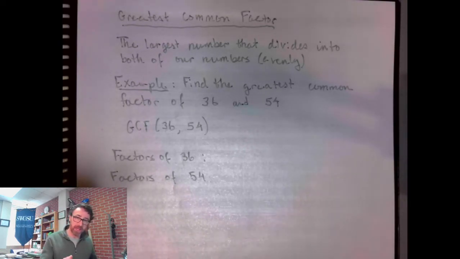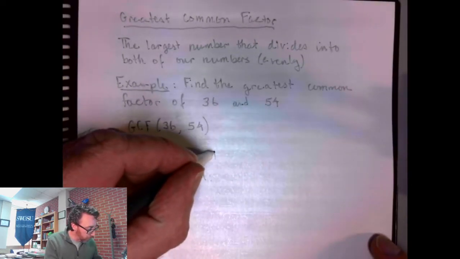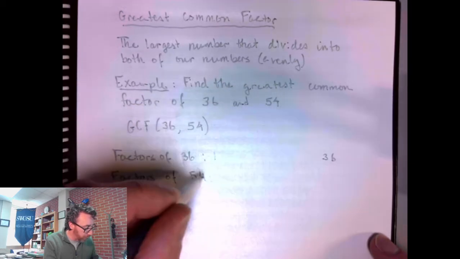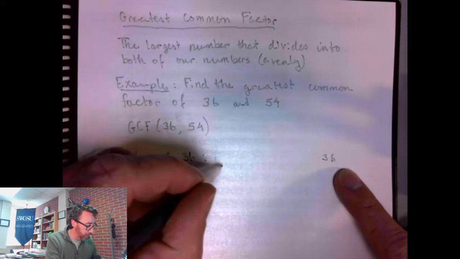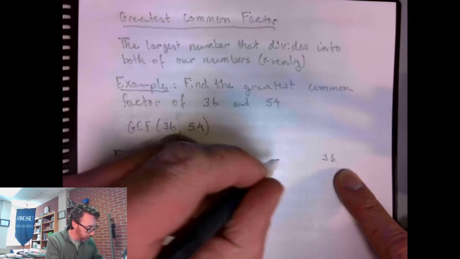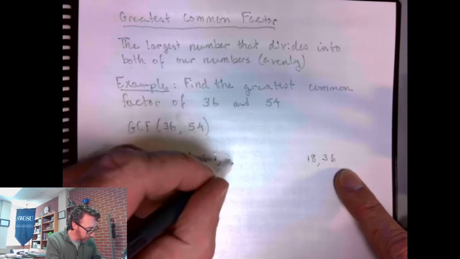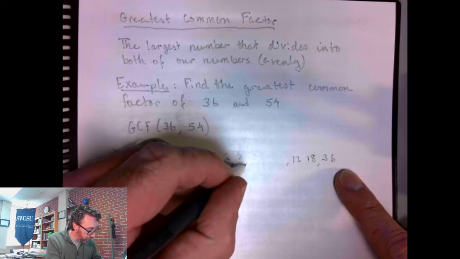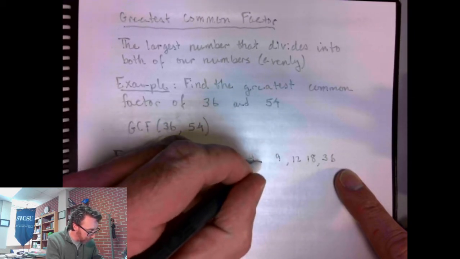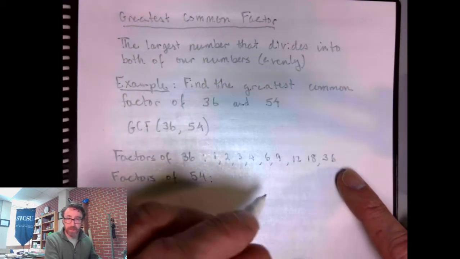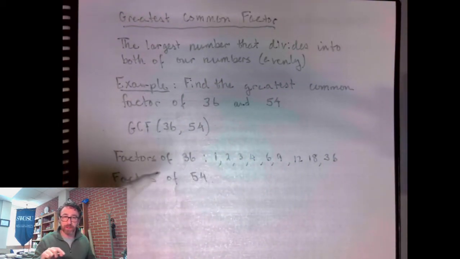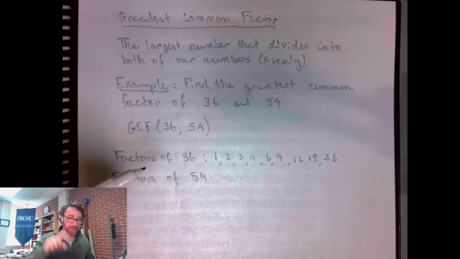Here's one way to do this. We're going to list out the factors of both numbers. Remember, factors come in pairs, so 1 is a divisor and it's paired with 36. 2 would be paired with 18. 3 would be paired up with 12. 4 with 9, and 6 is paired up with itself. So I've listed out all the numbers that divide into 36 evenly.